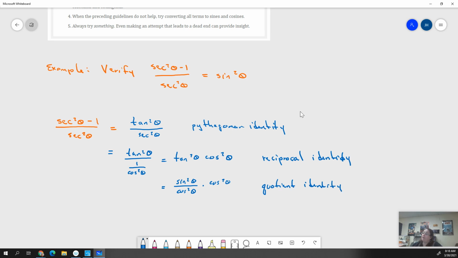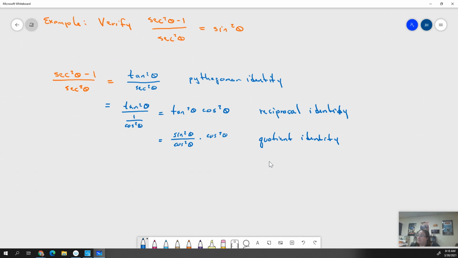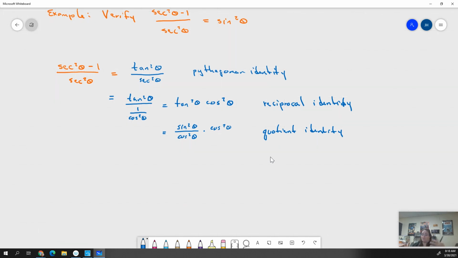I'm trying to do this without looking at my notes because I want to show you the thought process going in. Technically, this is over 1, right? And these I can cross out because when I multiply them, they cancel each other out. And I would be left with sine squared theta. And that is exactly what we were trying to do.